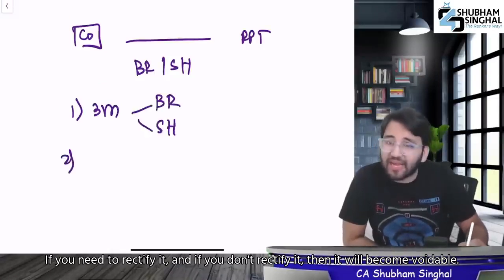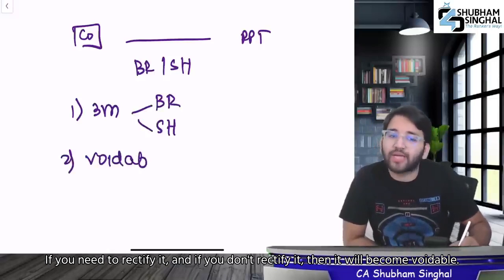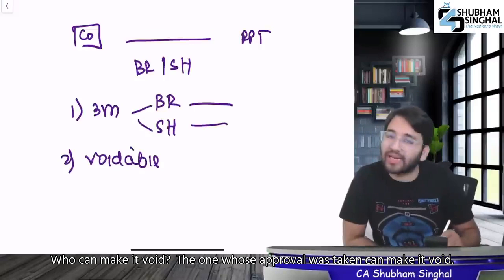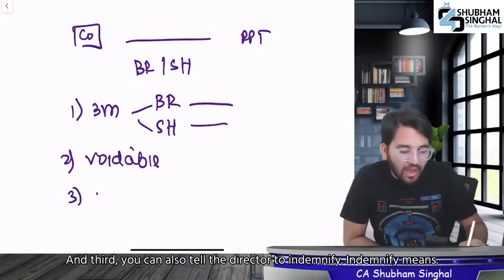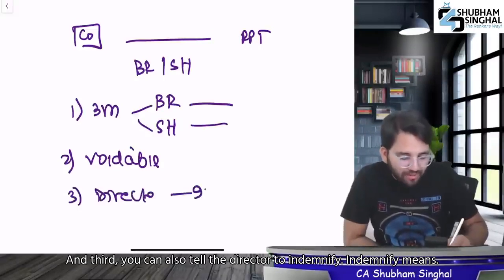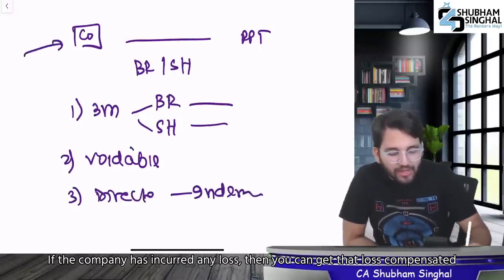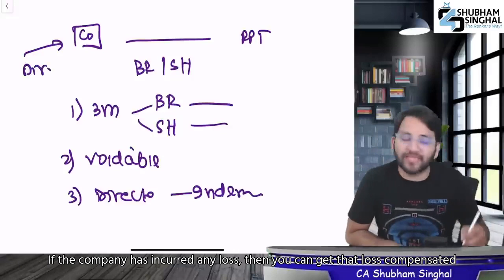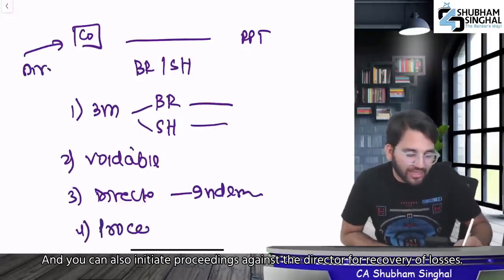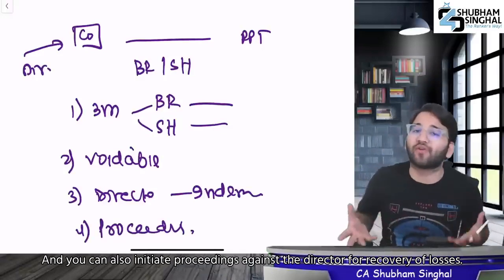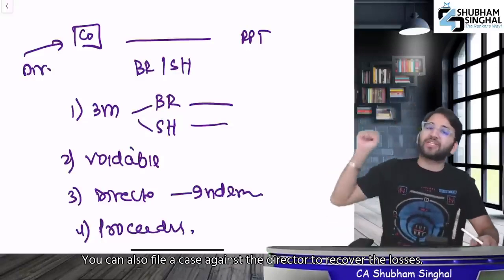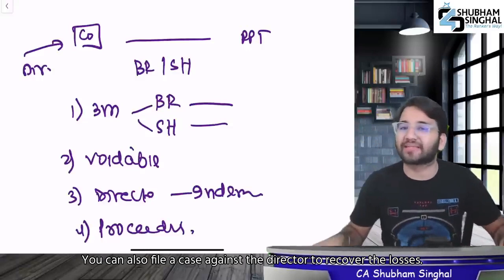Second, if you did not get it ratified, then it will become voidable. Who can void it? The one whose approval was required can void it. And third, you can also tell the director to indemnify it. Indemnify means, if the company has incurred any loss, you can get that loss compensated. And you can also initiate proceedings against the director for recovery of losses. You can also file a case against the director to recover the loss of money that has happened.